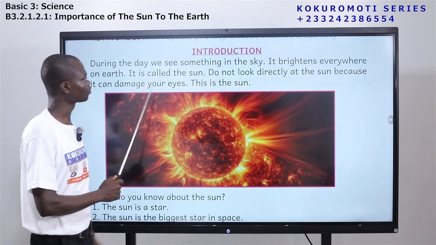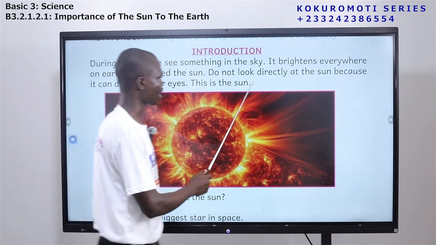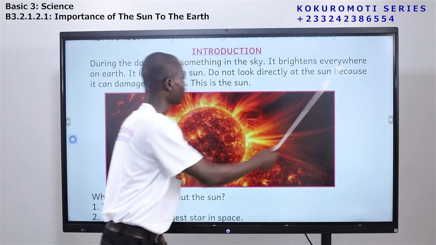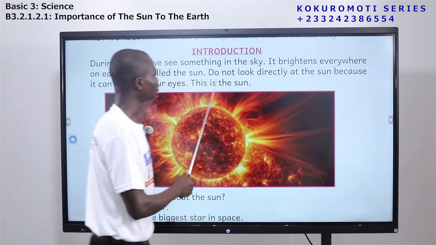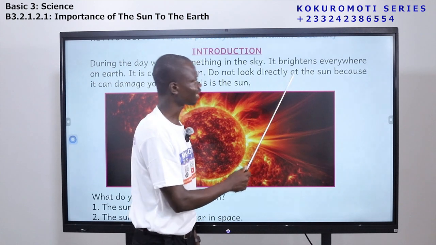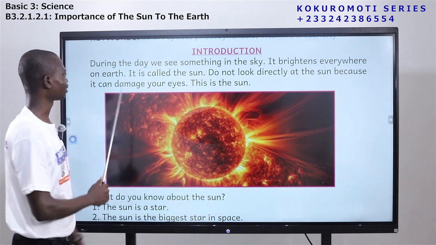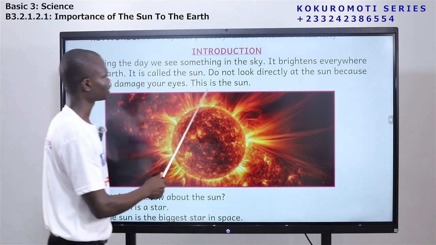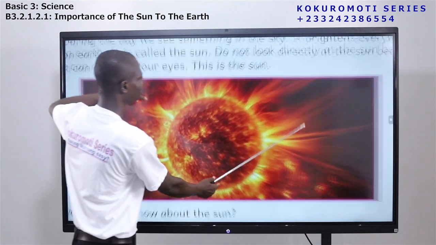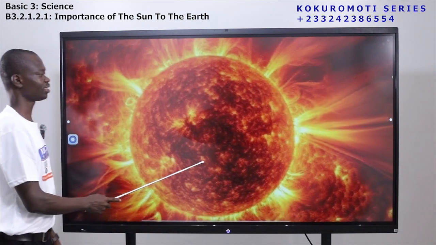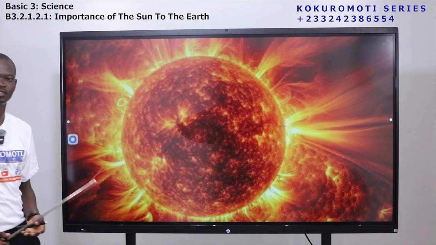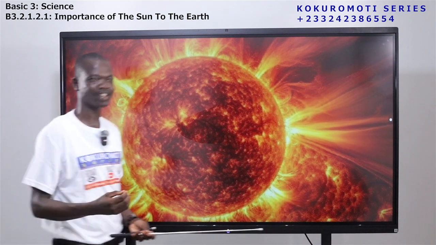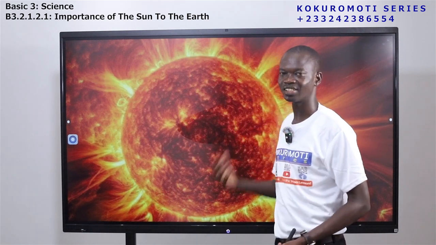During the day, we see something in the sky. It brightens everywhere on earth. It is called the sun. Do not look directly at the sun because it can damage your eyes. This is the sun. We see this during the day in the sky. And this gives us light. It brightens everywhere. Because of this, we are able to see.